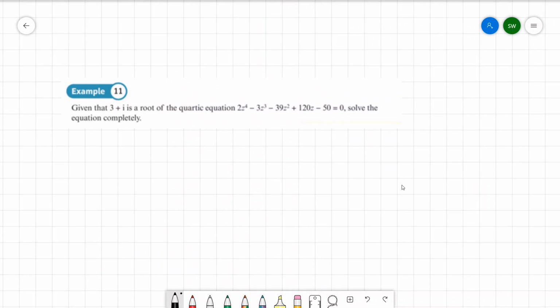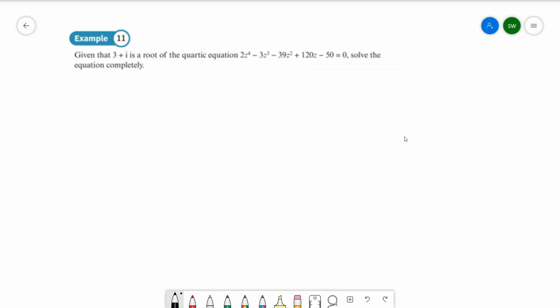So let's have a look at example 11 then. We've got a quartic and we're told that 3 plus i is a root, and we're asked to solve the equation completely. The first thing we do is realise that because the coefficients 2, minus 3, minus 39, 120 and minus 50 are real, then the complex conjugate 3 minus i is also a root.